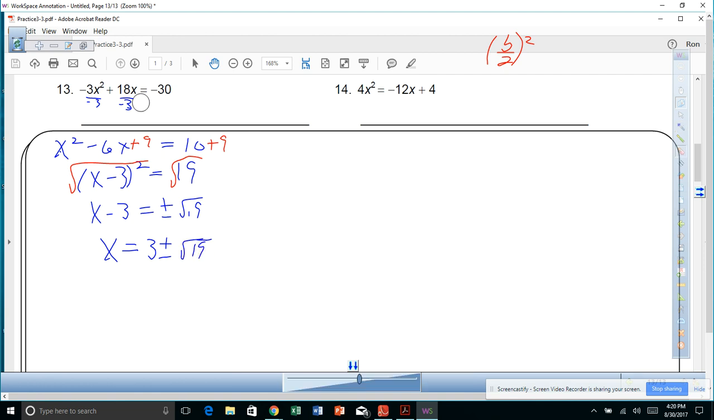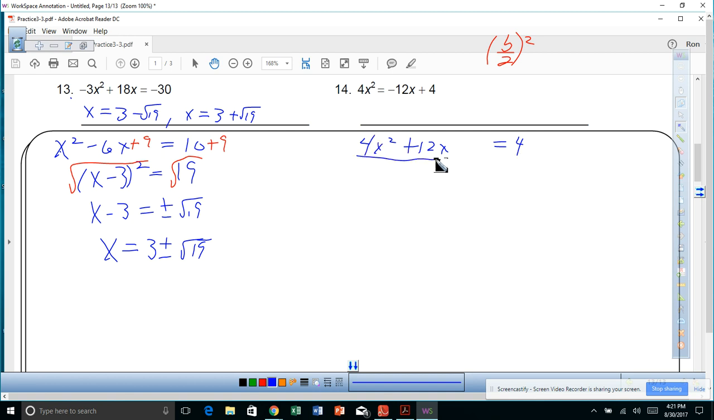All right, let me get this out of the way. So x equals 3 minus the square root of 19, and x equals 3 plus the square root of 19. 14, first I'm going to move the 12x. So I got 4x squared plus 12x equals 4. Notice I've got multiples of 4, so I'm going to divide by 4. Then I got x squared plus 3x equals 1.